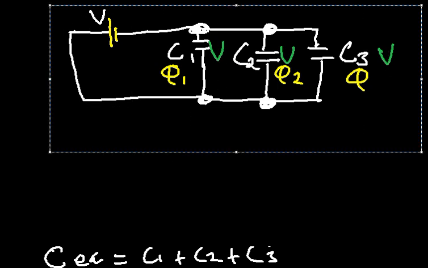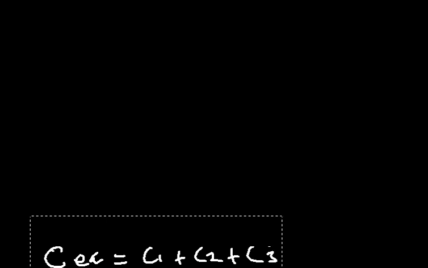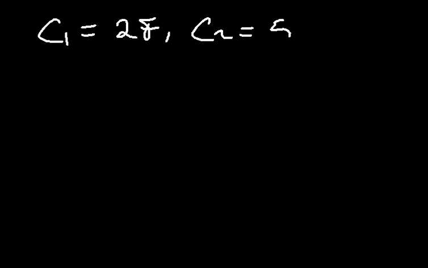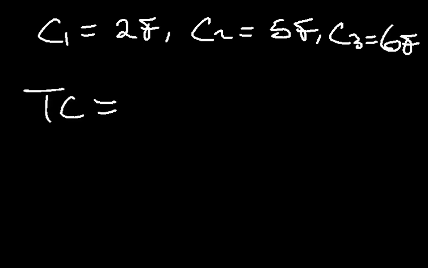And let's say we have the following capacitors being connected in parallel. Let's say capacitor 1 is given as 2 farad, capacitor 2 is 5 farad, and capacitor 3 is 6 farad. So what is the total or equivalent capacitance for this?